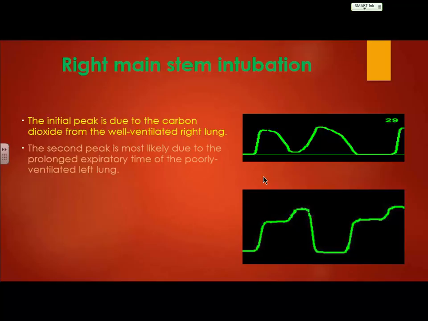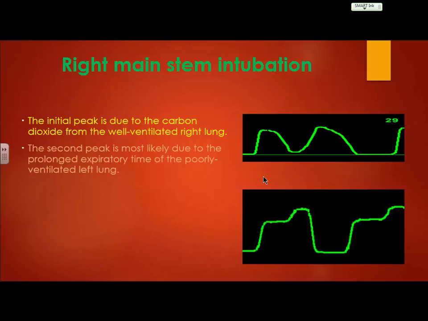All right? The initial peak is due to the CO2 from the well-ventilated right lung, and then the second peak is most likely due to the prolonged expiratory time of the poorly ventilated left lung. So just really think for a second what's happening here. You're ventilating, the right side's getting more full of air, so it's going to have a quicker response to expiration, right? But the left side still got a little bit, and it still needs to expire, but it's going to be slower. So that's all you're seeing here.